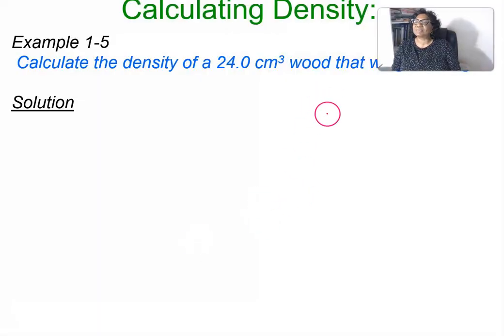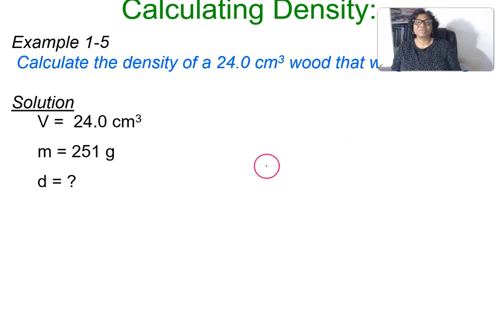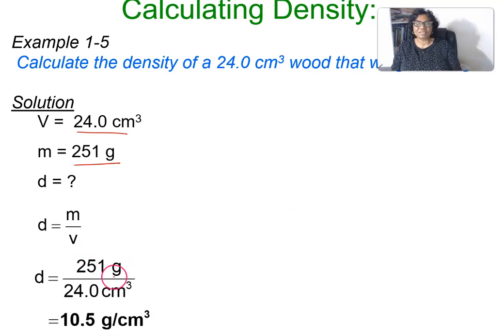So let's try and calculate density. Calculate the density of a 24.0 cubic centimeter piece of wood that weighs 251 grams. So we know the volume and we know the mass. So we just need the density. Density is mass over volume. But take note of the unit: grams per cubic centimeter. You must put the unit.